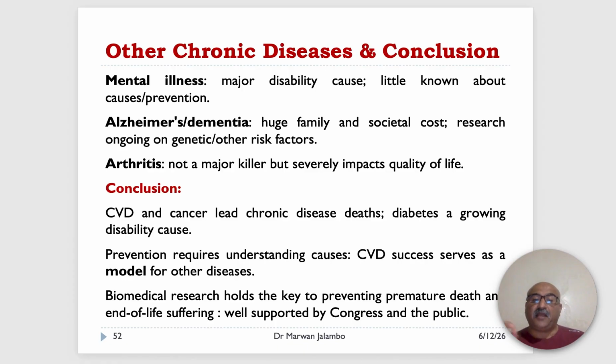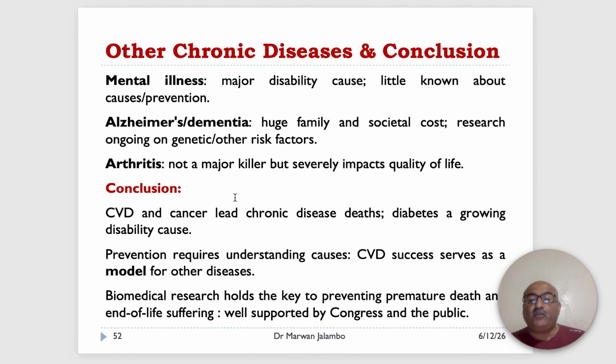And third, arthritis. It's not a major killer, so it doesn't appear on the leading causes of death list, but it can severely diminish quality of life, causing real pain and suffering in people's later years. Remember, public health fights disability, not just death. And arthritis is a perfect example of why that mission matters.